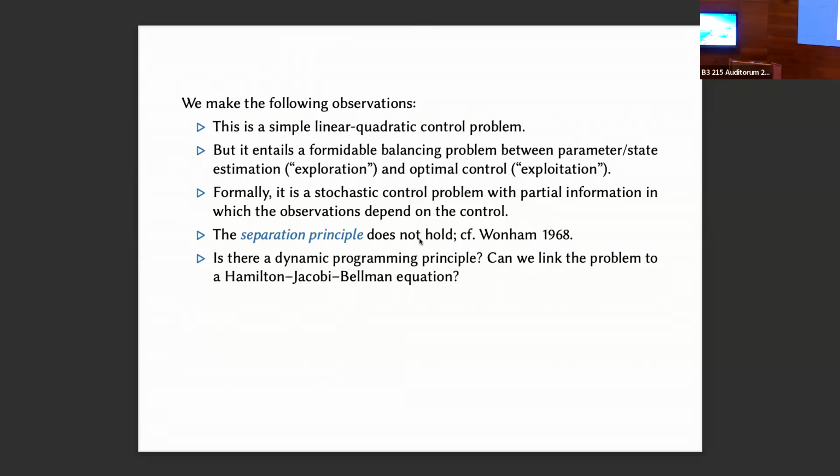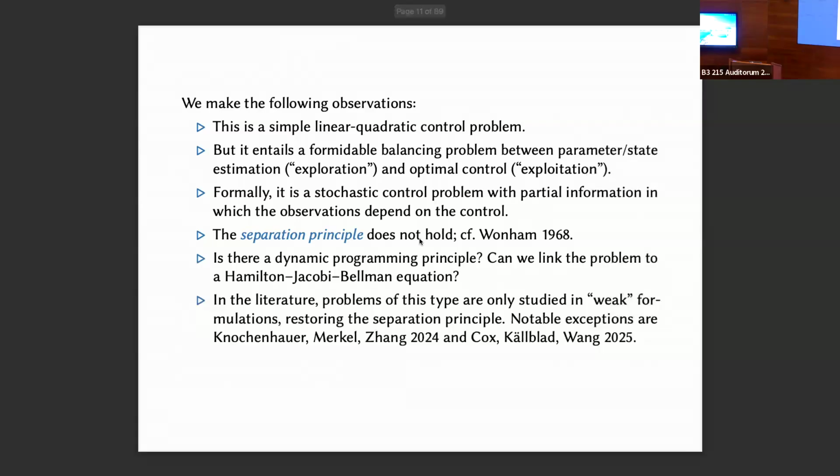And then the main questions that we ask ourselves are: does the usual machinery still work? Do we have something like a dynamic programming principle? Can we solve the problem by solving a Hamilton-Jacobi-Bellman equation and so forth? We'll get to that later.